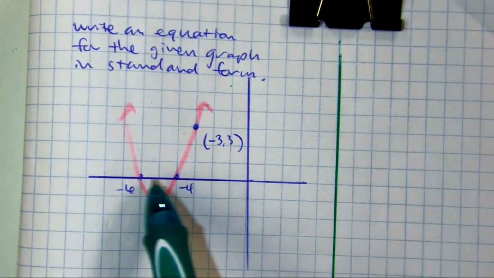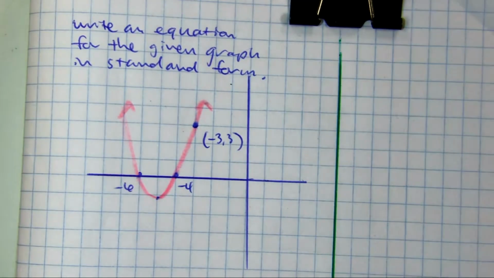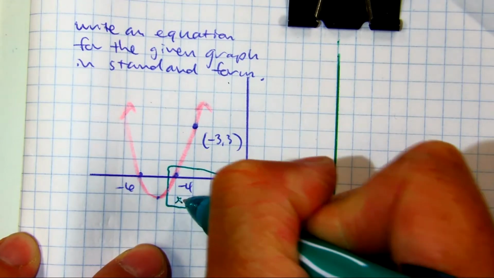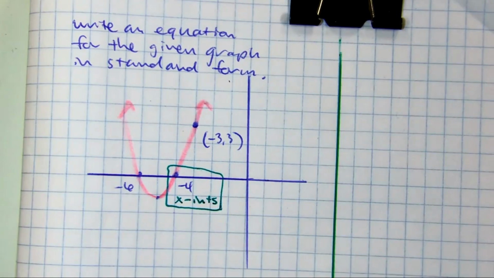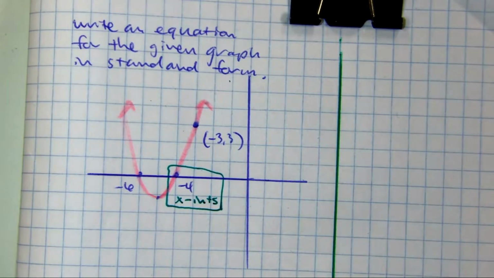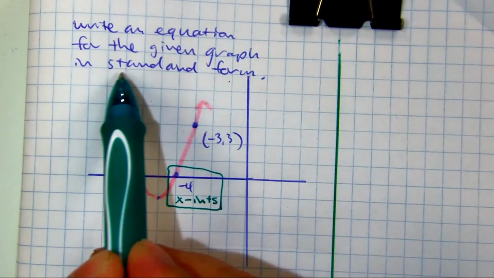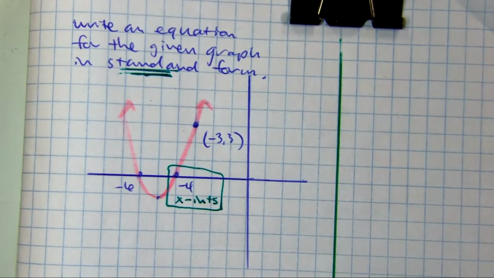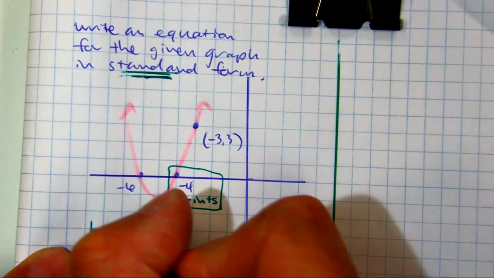These points too. What are those called, Cynthia? These are x-intercepts. And Sarai, what form did you use if you have x-intercepts? We need to get into standard form. Factored form. Tell me the formula.